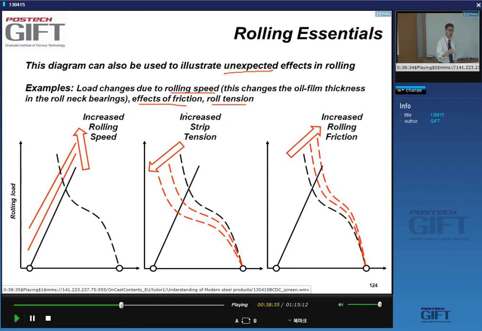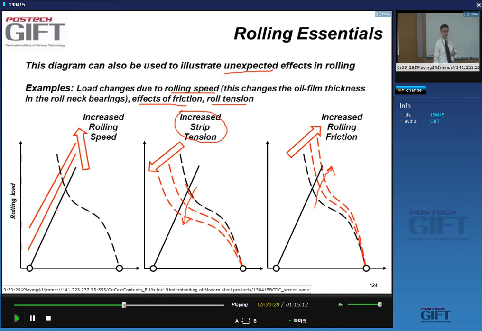So let's see if you have increased strip tension. You're pulling the strip. It's as if you have, not vertically, but horizontally, a force to reduce the thickness. So the plastic curve of the material decreases. That's the effect of strip tension. What is the effect of friction? Friction goes the other way. It increases the force needed to do the deformation. It's as it were increases the plastic curve. What happens if, and this is an interesting one, I increase the rolling speed?